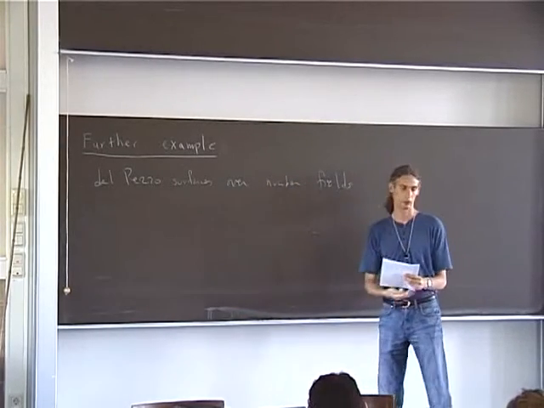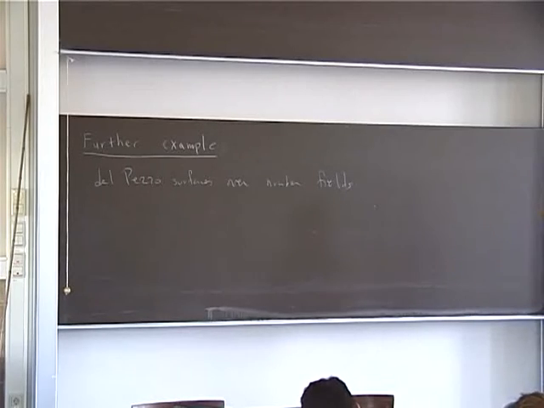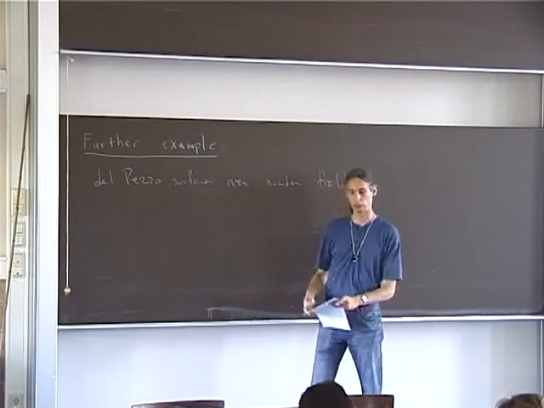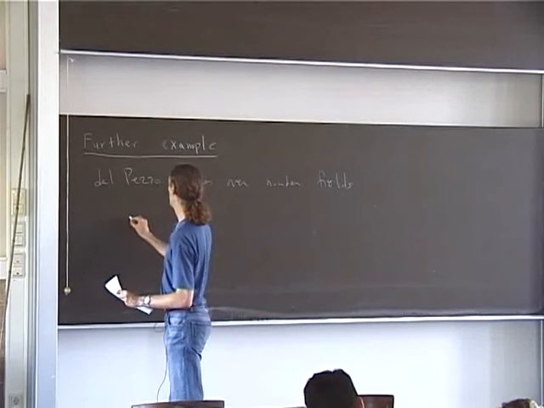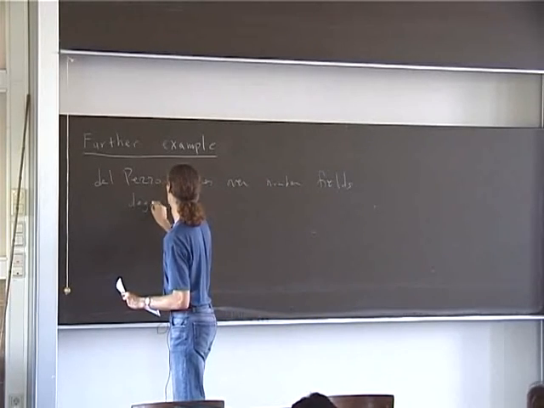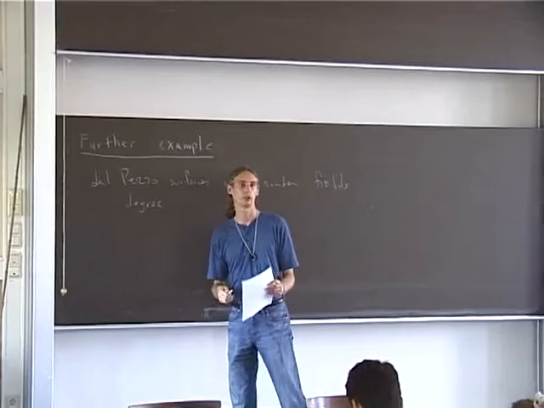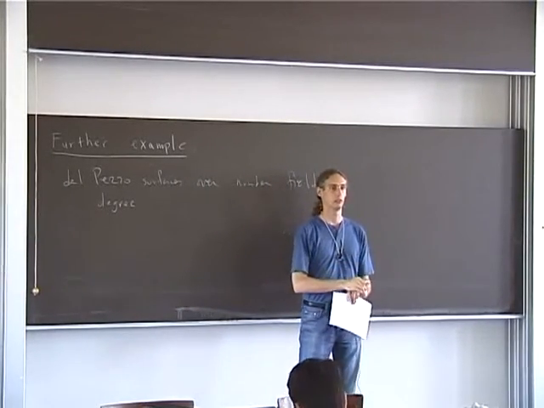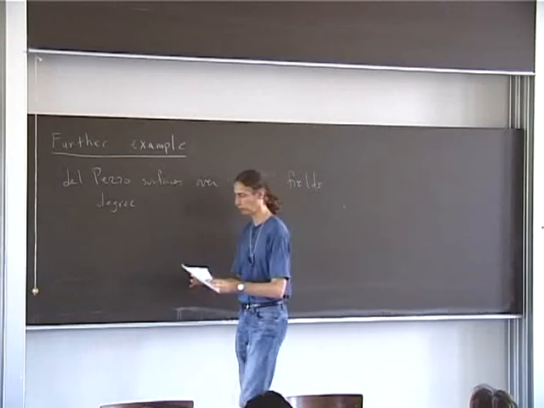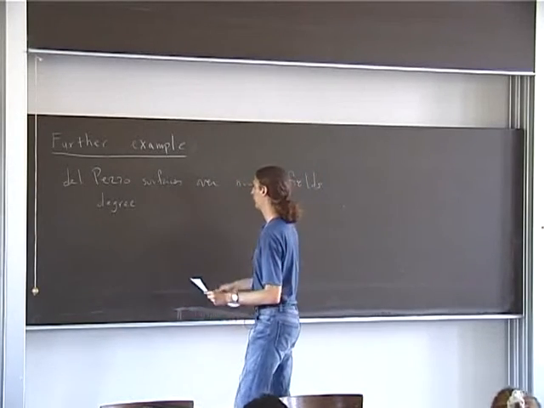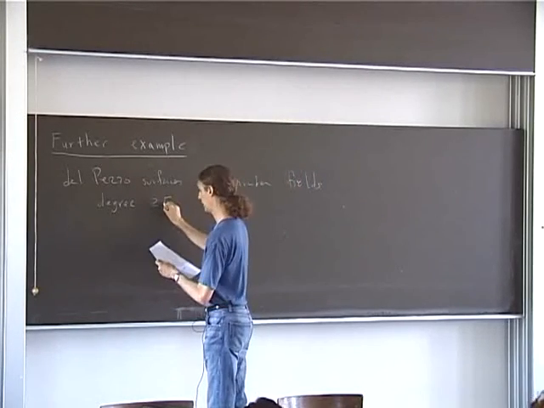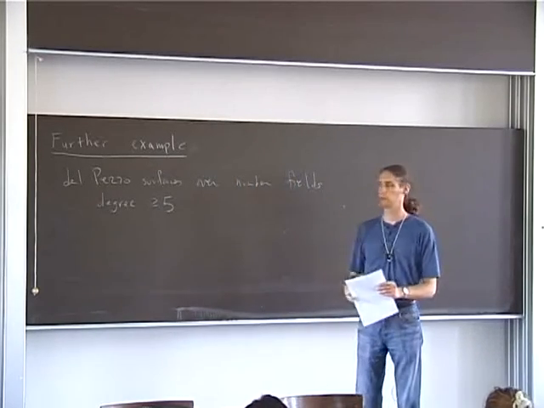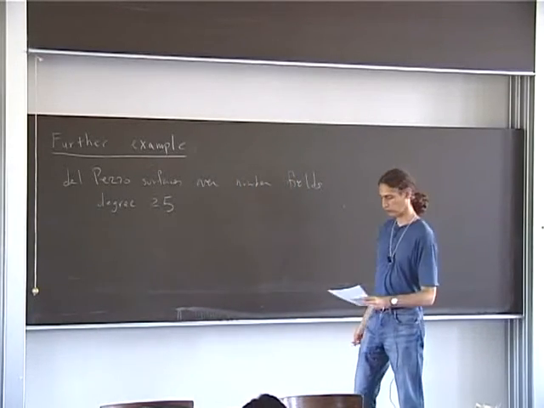Over number fields. And you remember a del Pezzo surface has a degree, the self-intersection of the anticanonical class. The degree is in the range 1 to 9. So just to give you an overview of where we are in the whole classification scheme and how it relates to arithmetic questions, when the degree is at least 5, then a del Pezzo surface over a number field always satisfies the Hasse principle.